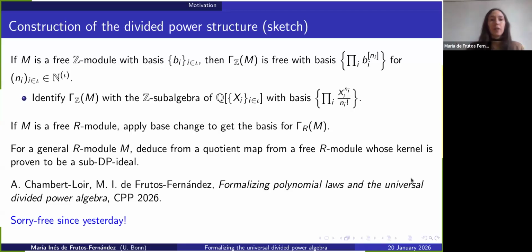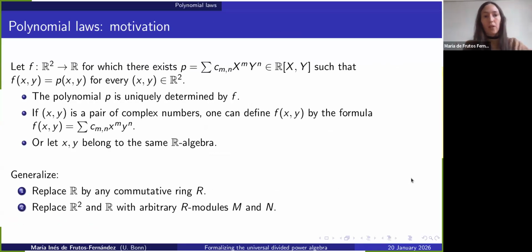Okay. Now I will switch over to talking about polynomial laws for a little bit. So the idea here is if we have a map, say from R squared to the real numbers, which is determined by a polynomial, so there exists a polynomial in two variables such that f of (x, y) is just obtained by substituting the pair of elements (x, y) into the variables. Then in this case, since the reals are an infinite set, we can prove that this polynomial is uniquely determined by the map f. And also we can use this polynomial to extend the map to other contexts.